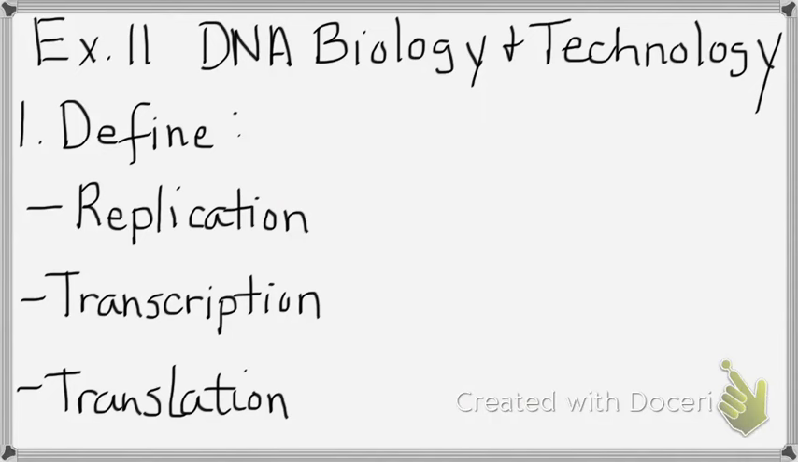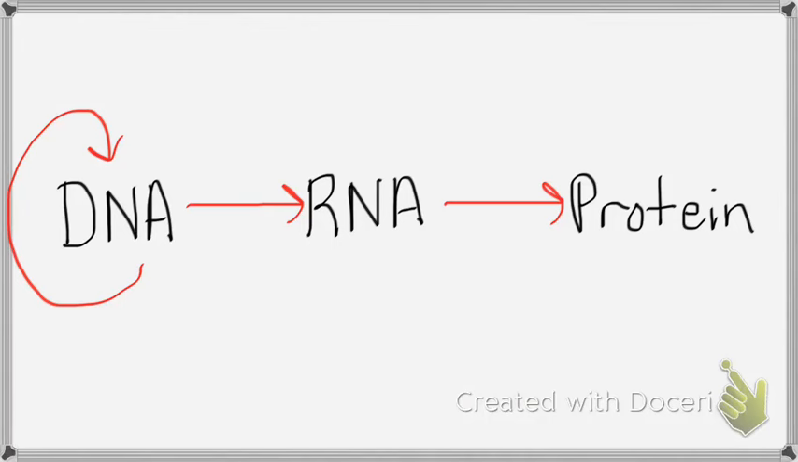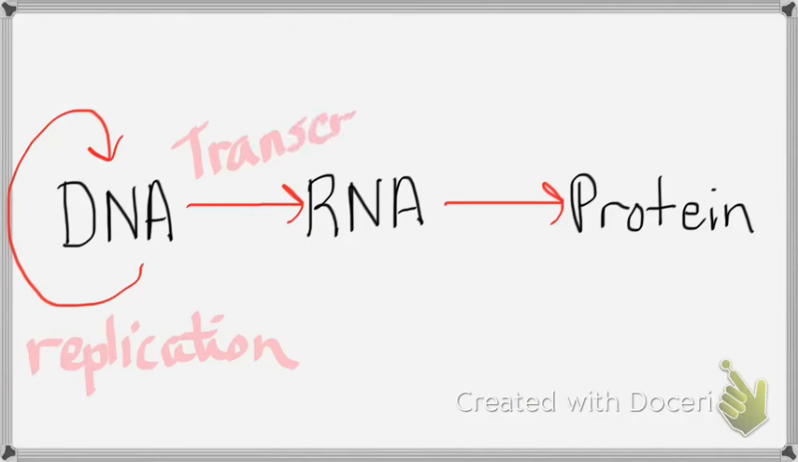Replication, transcription, translation. Let's start with the first arrow, which shows DNA can be used to make more DNA. What's that called? This one's replication. It's where DNA is made from DNA. Okay, and then RNA is made from DNA. What's that called? Transcription. And then an amino acid sequence or protein is made from RNA. That's called translation.